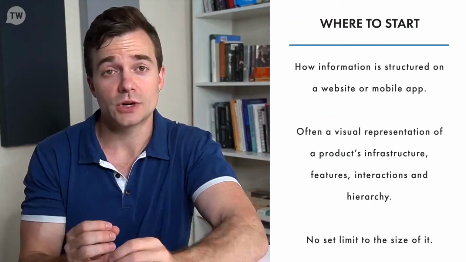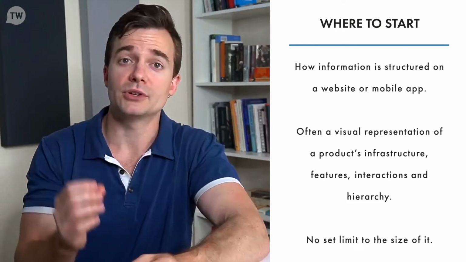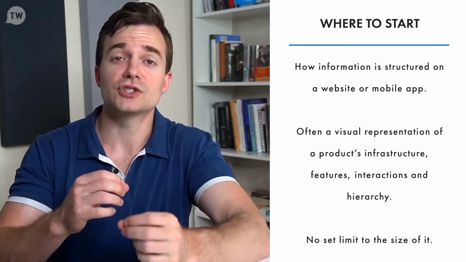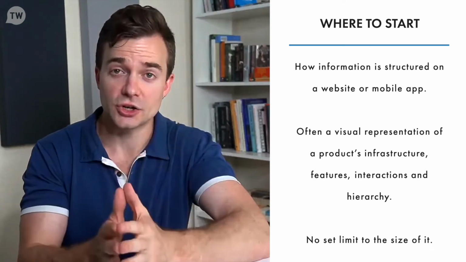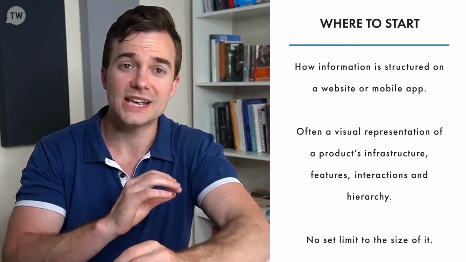Now, information architecture, or IA, is a fancy word for how information is structured on a website or mobile app. And just like how building architects use a blueprint to construct every part of a house, writers create a visual representation of a product's information architecture, which includes features, interactions, and hierarchy. And there's no set limit to size or shape of IA.